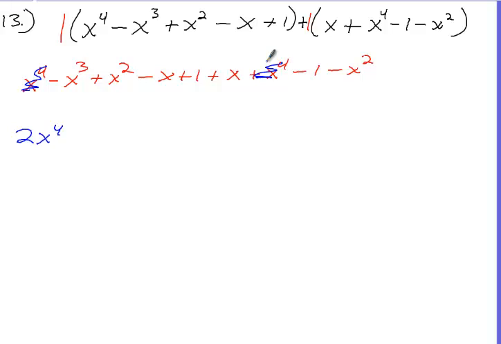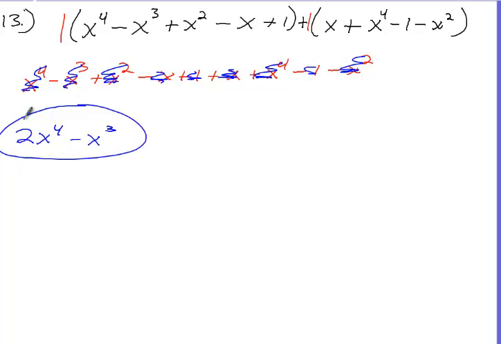I have just 1x cubed term, so it comes down untouched. What's an x squared take away an x squared? 0. +1 take away 1 is 0. 0 times anything is 0, so they cancel out, right? What's -x plus x? Yep. And what's +1 minus 1? 2x to the fourth minus x cubed. Done. Number 41. Please and thank you.